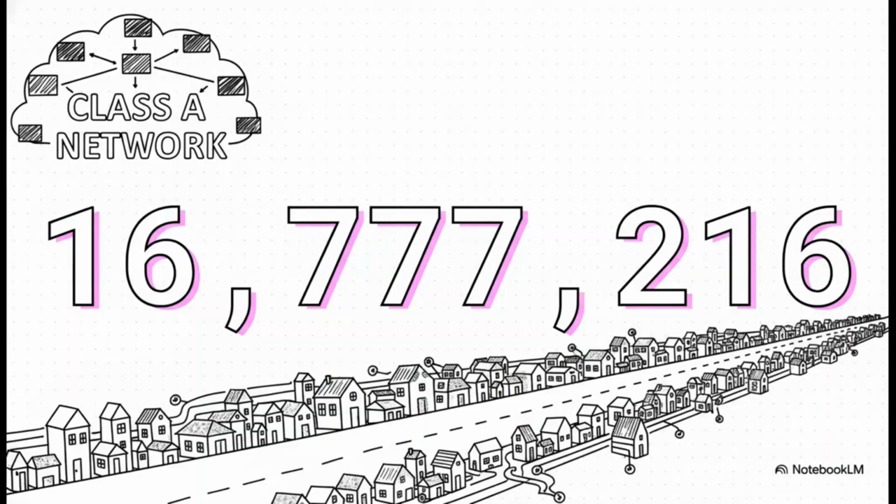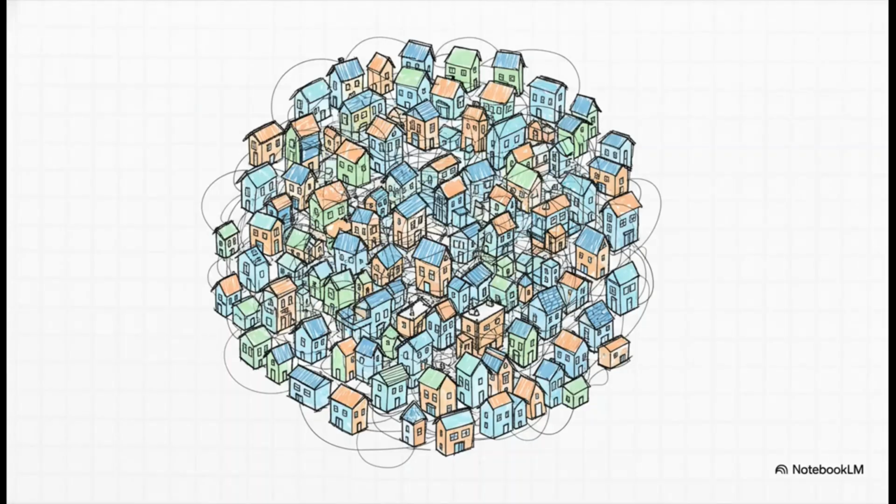And when I say massive, I am not kidding. Check out this number. A single Class A network could support over 16 million individual devices. That is one single street with almost 17 million houses on it. It's mind-bogglingly huge.